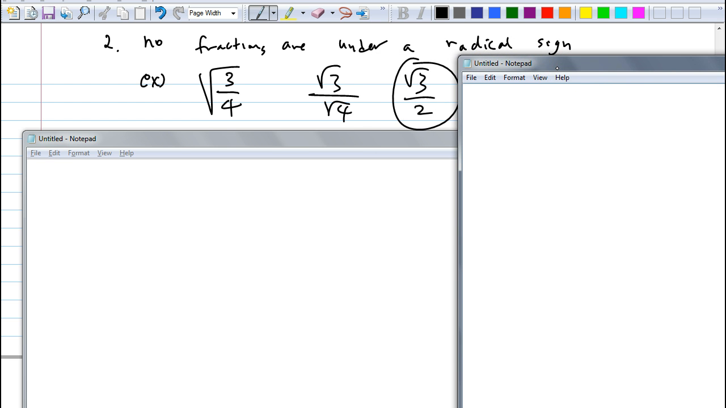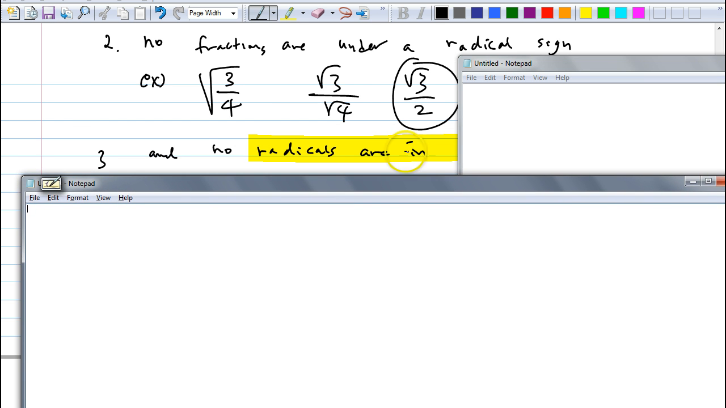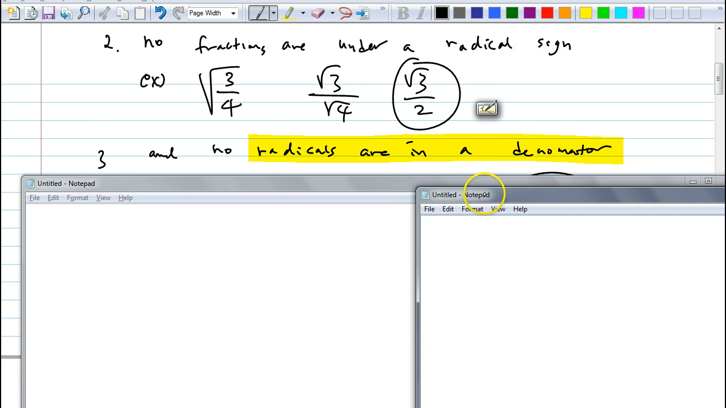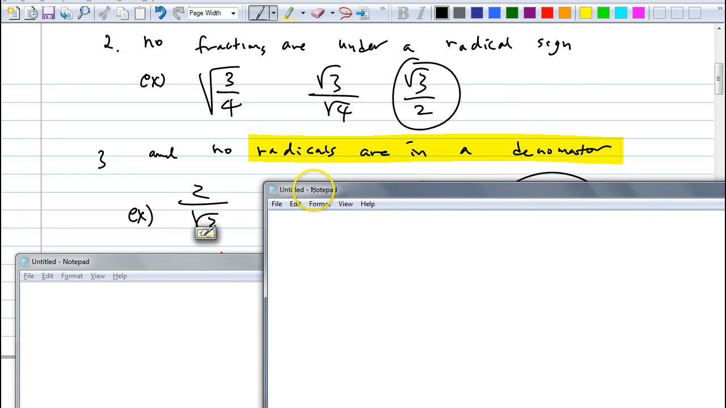But are you always going to have perfect squares as a denominator? No. So what are you going to do if you don't? Well, we're going to do what Jonathan just said. So here's the third rule. No radicals are in the denominator. So, for example, something like this. 2 square root of 3. Well, the square root of 3, we don't know. 3 is not a perfect square, right? So we don't know how to simplify this. The third rule is you don't want to have any radicals in the denominator. What can we do here, Sabrina?